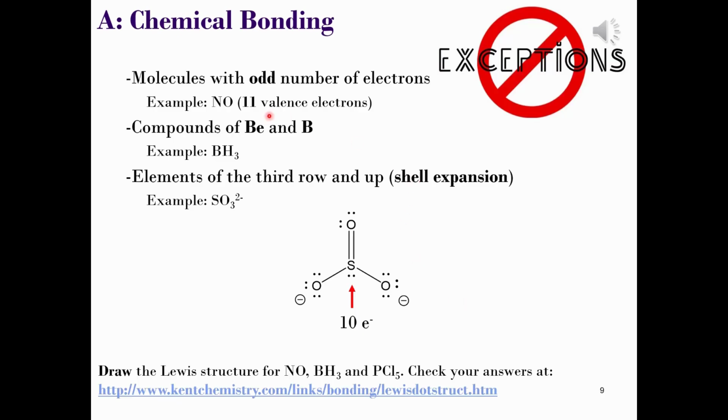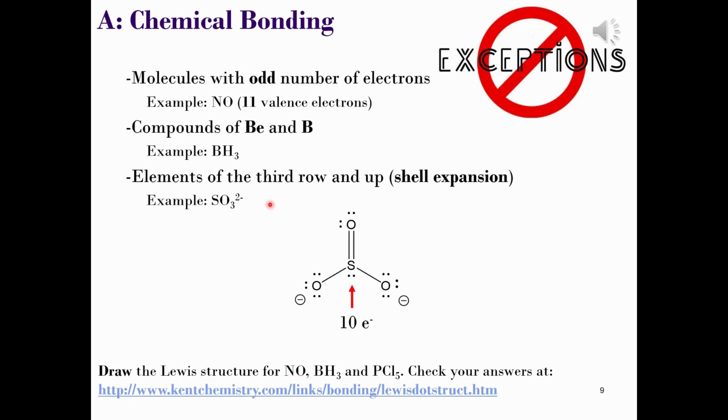There are 3 exceptions to the octet rule. The first concerns molecules with odd numbers of electrons. So, for example, nitric oxide has nitrogen and oxygen bound together. Now the nitrogen contains 5 valence electrons, whilst the oxygen contains 6. So there is no possible way for all of the atoms in such a molecule to satisfy the octet rule. And so I'm going to ask you please to draw the Lewis structure of nitric oxide.